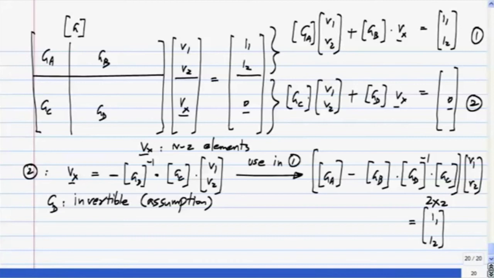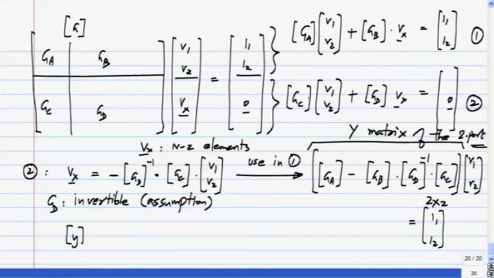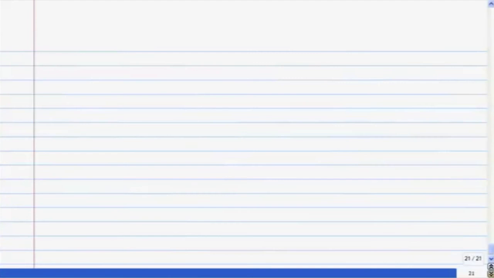So if you think of this as a 2 port, this entire thing is the Y matrix of the 2 port, or the inverse of this would be the Z matrix of the 2 port. Because what is the Y matrix after all? Y times V1 V2 equals I1 I2. It is the matrix that relates the port voltages to port currents. So now let's examine the Y matrix of this.